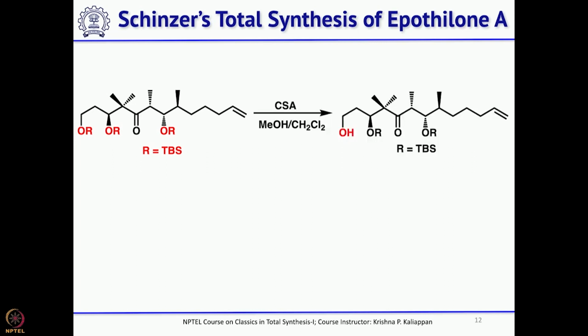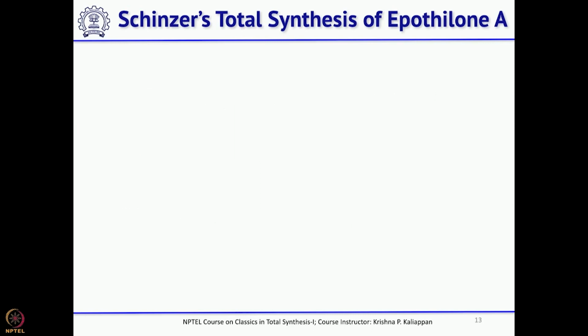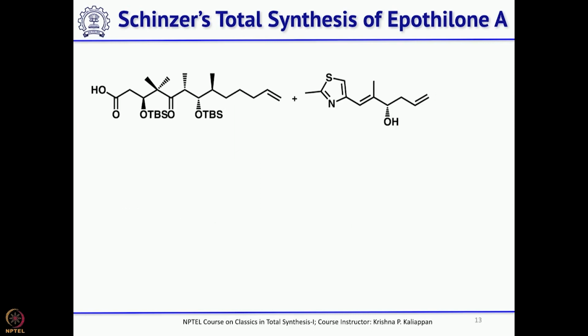Okay. Then the primary one can be selectively removed by treating with camphor sulfonic acid. So, now the primary TBS is removed, you have the primary alcohol. As you know, the primary alcohol should be converted into carboxylic acid to make the ester. So, that was done with excess PDC in DMF. So, once you have the carboxylic acid, already the homoallylic alcohol was prepared.